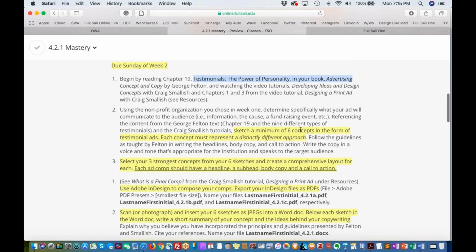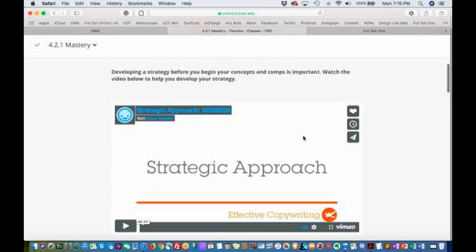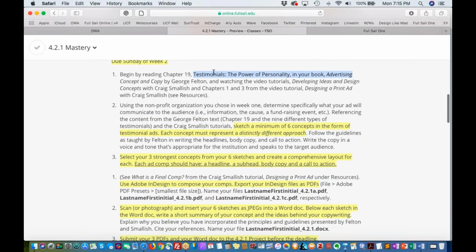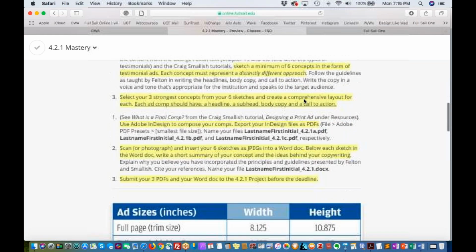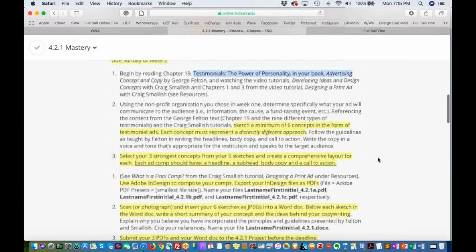You're going to create 6 concepts in the form of testimonial ads, and each concept must represent a distinctly different approach. There are 9 different types of testimonial ads listed in Chapter 19. You must take 6 of those 9 and come up with ideas for ads based on those 6 different types of testimonials. Okay, you can use this to design your ads later for your comps.